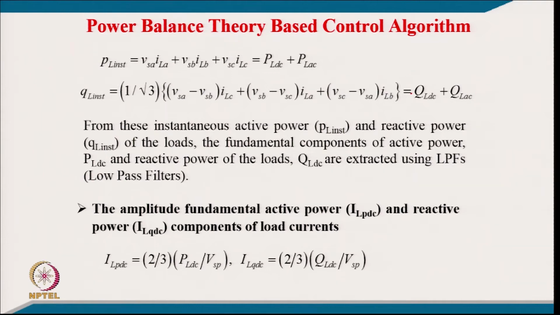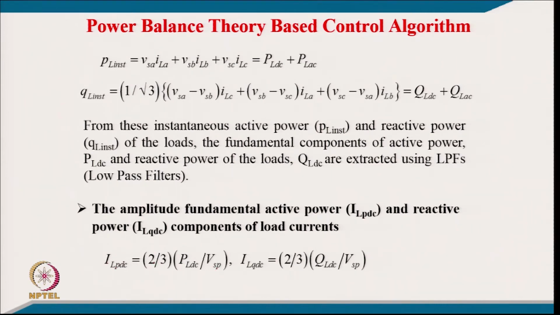So again we use a low pass filter to get this, which we already discussed in the block. So from these instantaneous active power and reactive power of the load, the fundamental active power, this DC component, and the fundamental reactive power are extracted using low pass filters, which is shown in the block diagram. The amplitude of the fundamental active power component and reactive power current can be calculated from the equivalent load; here it is 2 by 3, because it is power, so divide by the amplitude of the voltage for 3 phase.